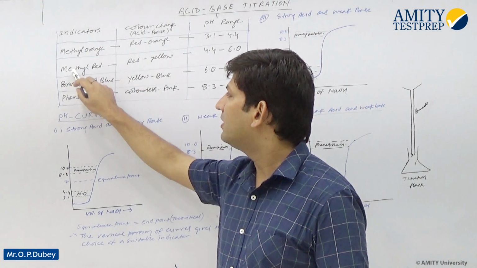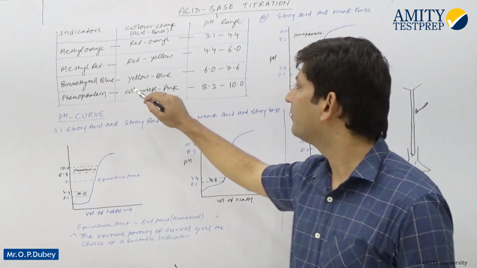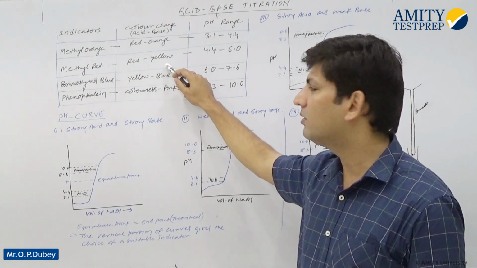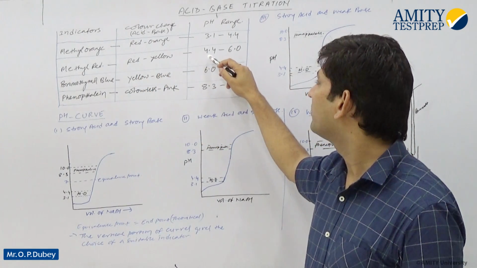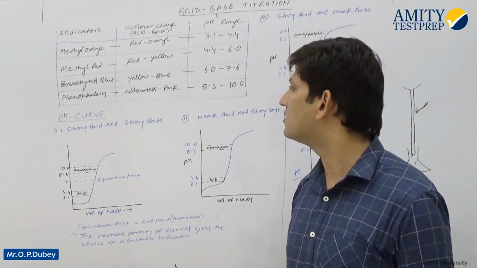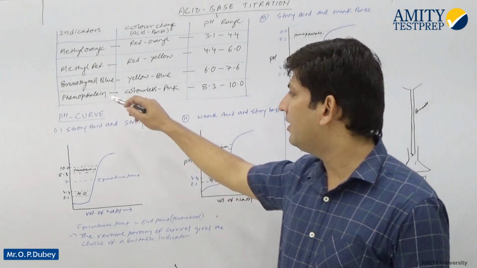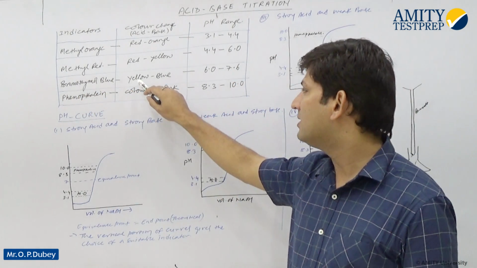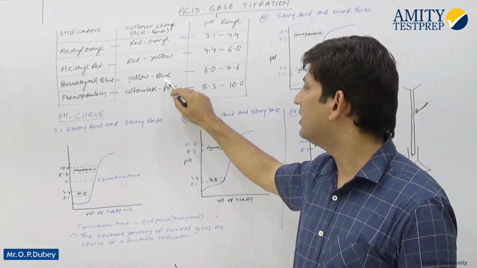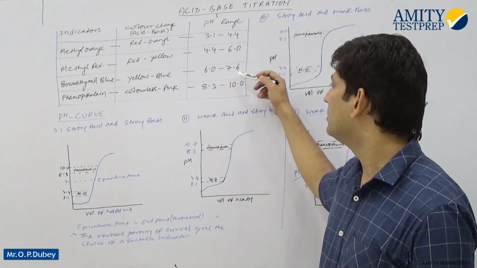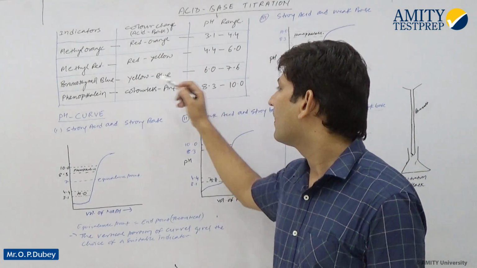Second type of indicator is methyl red, whose acid color is red and base color is yellow, and the pH range is 4.4 to 6. Another indicator is bromothymol blue, whose acid color is yellow and base color is blue, and the pH range of this indicator is 6 to 7.6.